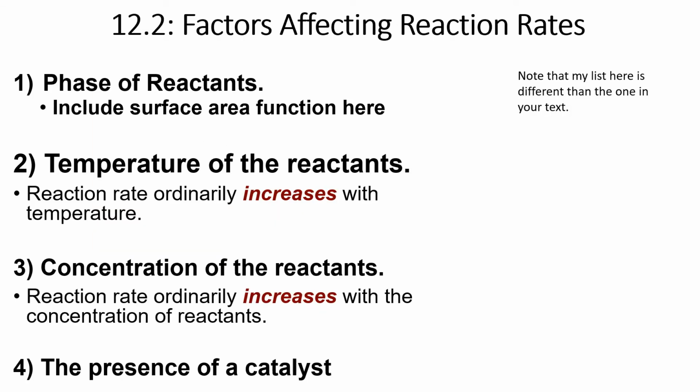And so make sure you take a read in your textbook for this section, because my take on this, especially on the first one, is slightly different than the way your textbook puts it. So I'm interested to hear your discussion of what I'm saying here about my phase of reactants versus how your book puts it. But what we're talking about is different factors that can affect the rate, the kinetics of any given reaction.